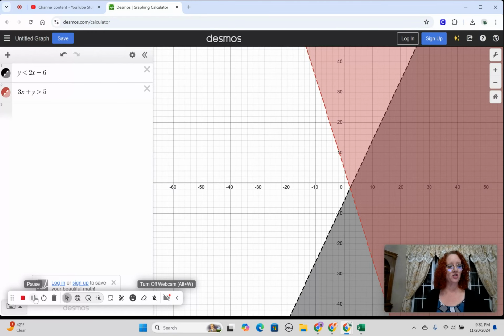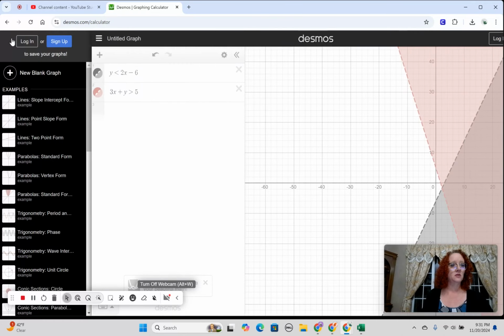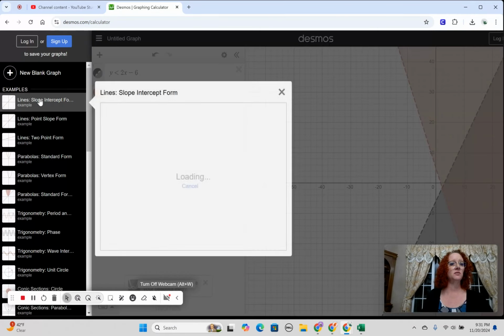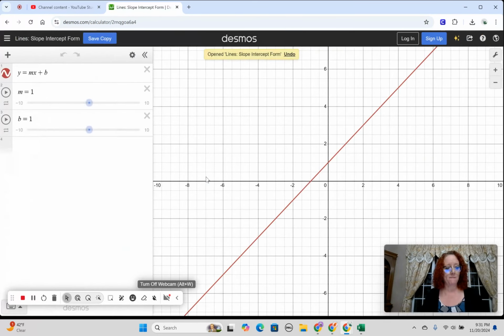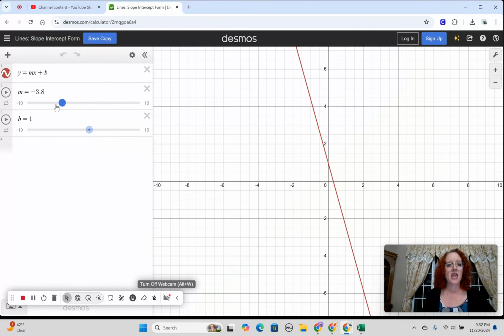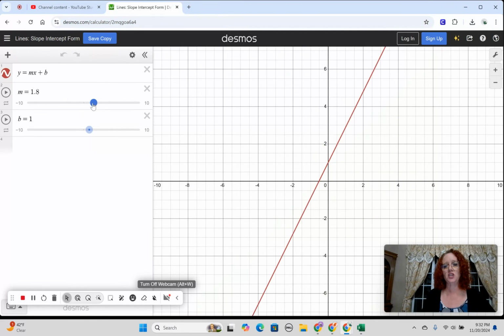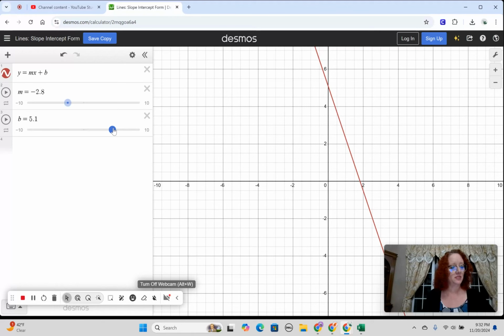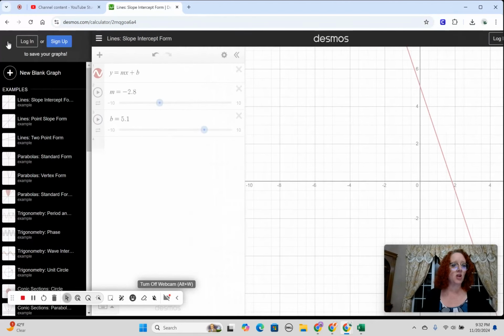There are plenty of other more complicated things you can do with Desmos, like graphing parabolas, circles, etc. But I would like to show you some of the built-in graphs. So right here, I can look at slope-intercept form, which is what my algebra students happen to be working on right now. And you can look at something as simple as a line and change the constants. That's what it looks like as we change the slope. This is what it looks like as we change the y-intercept.